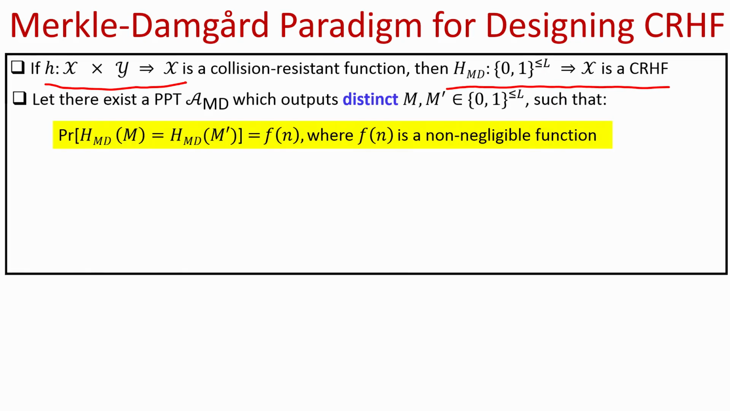And the proof will be by reduction, or by contradiction, namely assume you have a polytime adversary which I denote as A sub MD, which when given the description of the Merkle-Damgard paradigm and the description of your fixed length compression function, outputs a pair of distinct messages, or a collision, for the bigger function, the function big H that we have constructed.